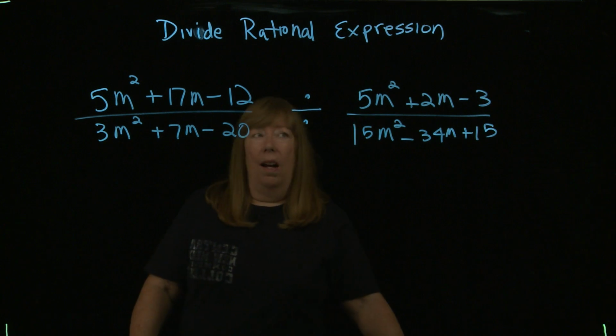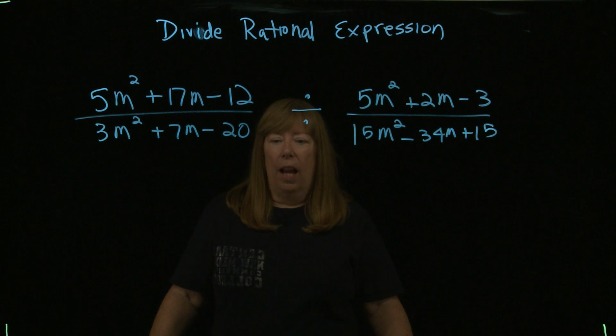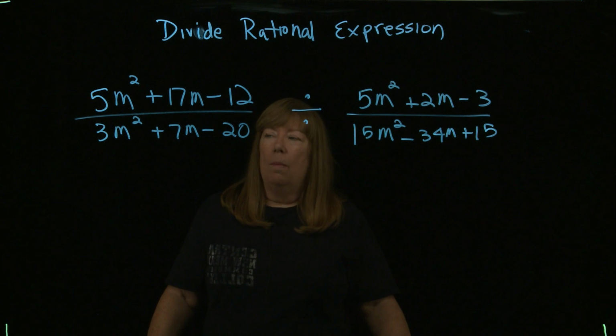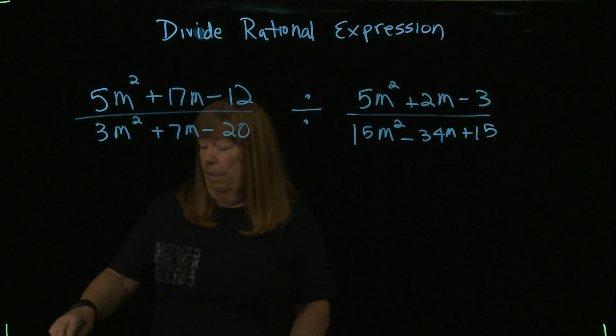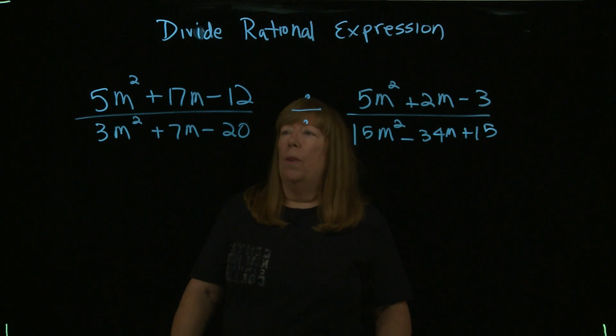Now we're going to divide a rational expression, and this one will be a little more complicated than our last examples because this time the leading coefficient in our trinomials is not 1. Okay, so I'm going to start out the same way we did before with factoring.